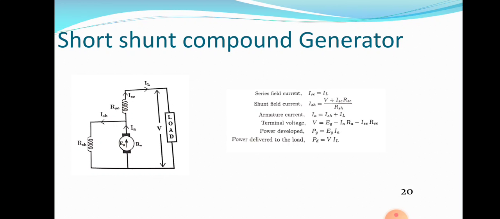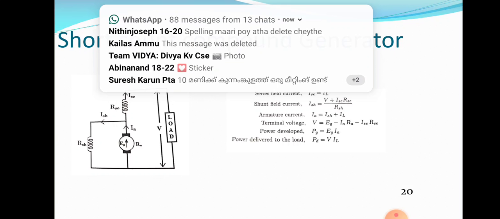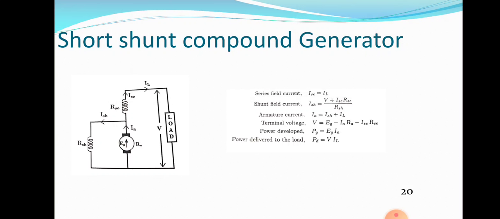Power developed PG is equal to EG into IA. So power developed in the armature is equal to generated EMF EG into current flowing through the armature IA. Power delivered to the load is equal to voltage into current, V into IL. Okay. So these are the basic equations of short shunt compound generator.